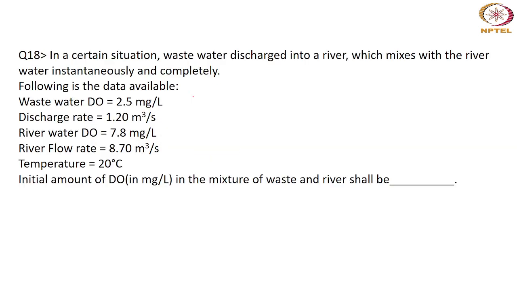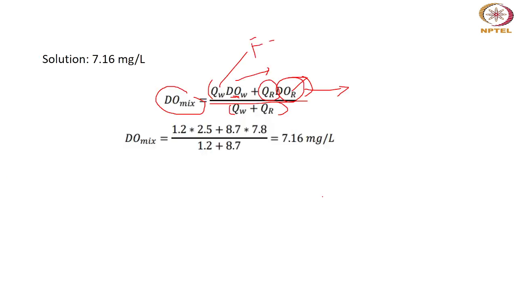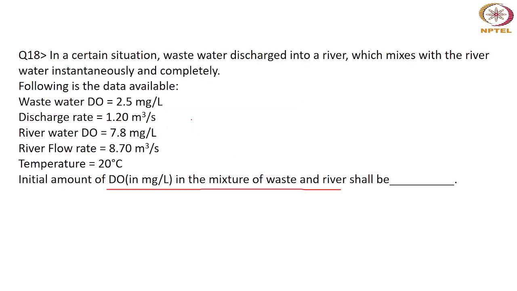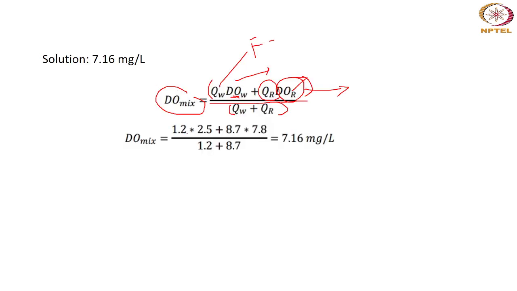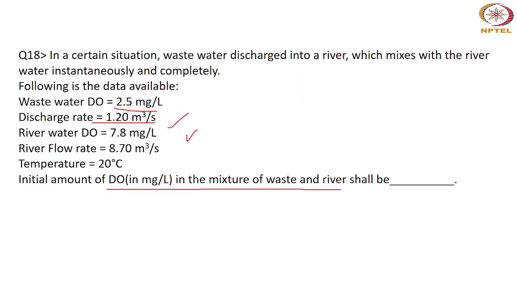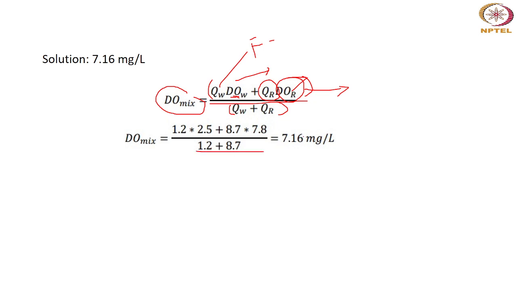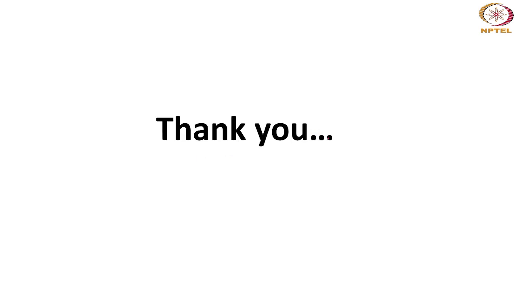After mixing, what will be the DO concentration, right? So you just have to put in the values. 1.2 was the discharge rate, meter cube per second, and 2.5. So 1.2 into 2.5, plus 8.7 into 7.8, divided by the same thing, and I'm getting 7.16 mg per liter. So I hope this one is also clear for everyone who understood the problem.